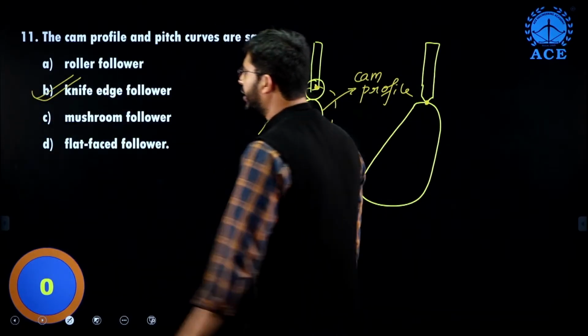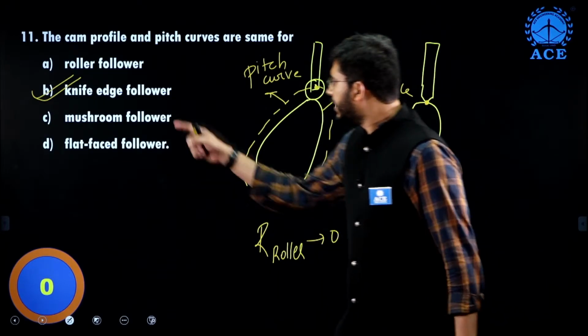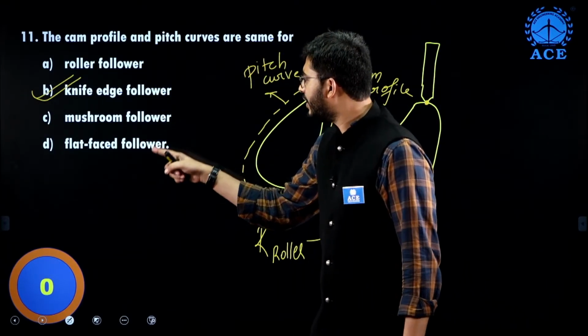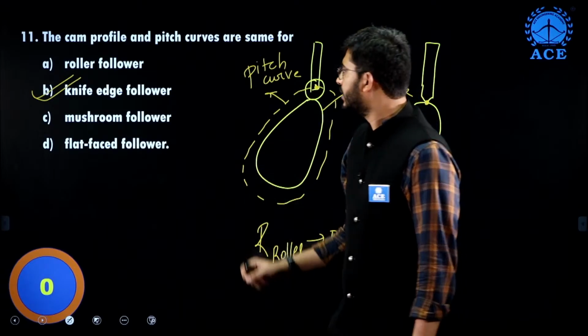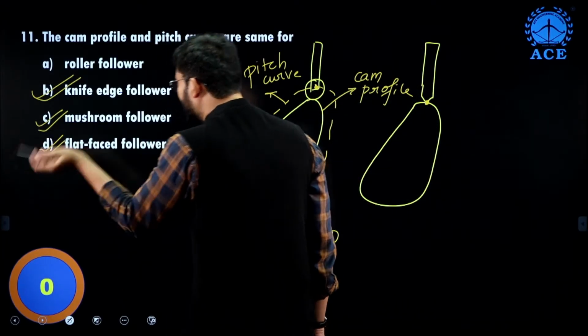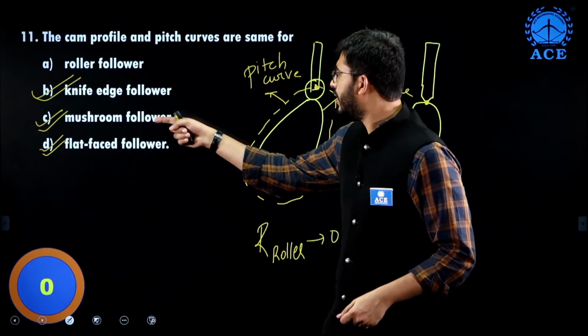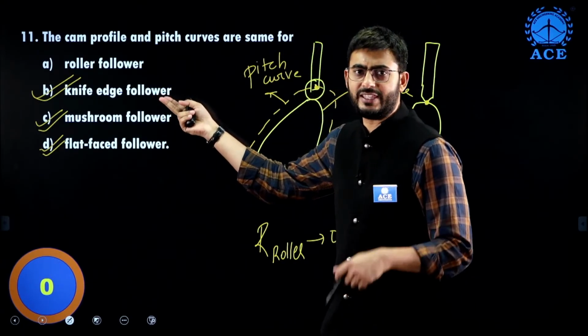But for the roller follower, they will appear distinct. In the mushroom as well as the flat faced follower, they will appear coincident, guys. But generally speaking, B will be the correct answer.